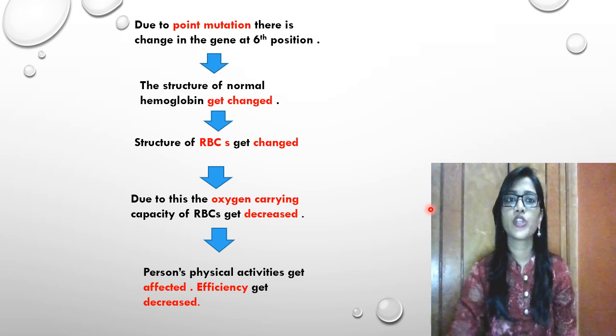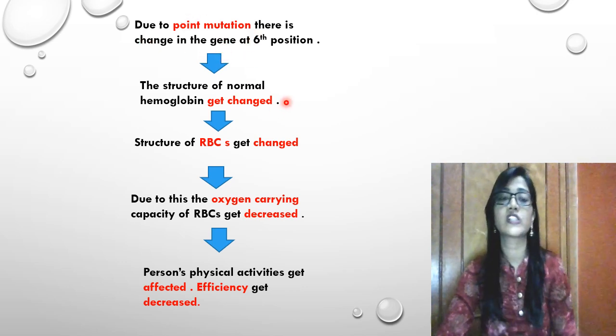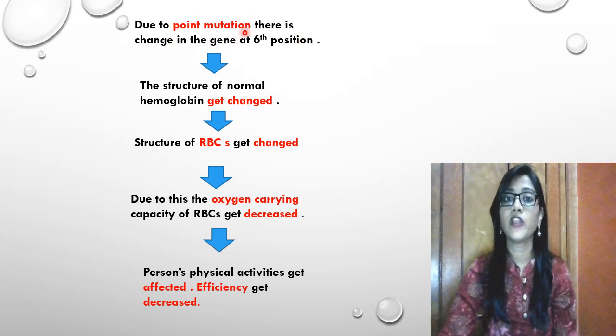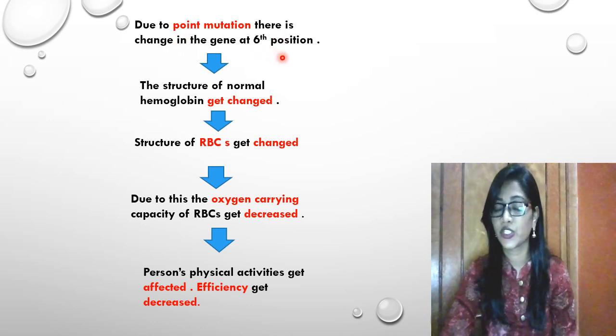So before going to the direct part of the sickle cell anemia, let's try to understand this flow chart first. So you'll be able to understand sickle cell anemia in detail, what kind of disease occurs because of this point mutation. In the previous slide, we talked about point mutation, how it occurs in the amino acid chain at the sixth position of amino acid. Due to that point mutation, there is a change in this gene at the sixth position. Because of this point mutation, the structure of normal hemoglobin gets changed.